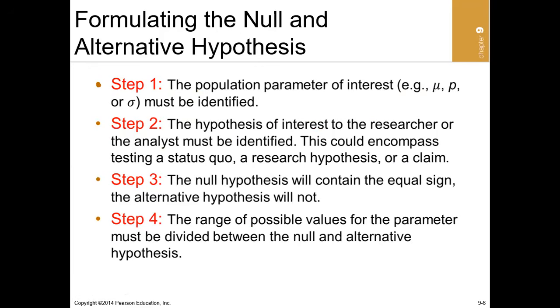Then the hypothesis test of interest to the researcher must be identified. So are we doing a status quo hypothesis? Are we doing a research hypothesis, or are we doing a claim? Based on that, we can state our null and state the alternative. That's if you are doing a status quo, or we can state the alternative if you are doing a research hypothesis or a claim, and based on it, you state the null. Then we must specify a range of values for the parameter that must be divided between the null and the alternative hypothesis.